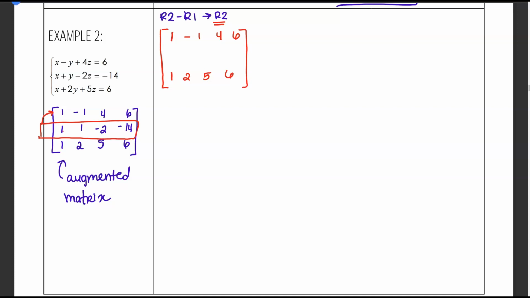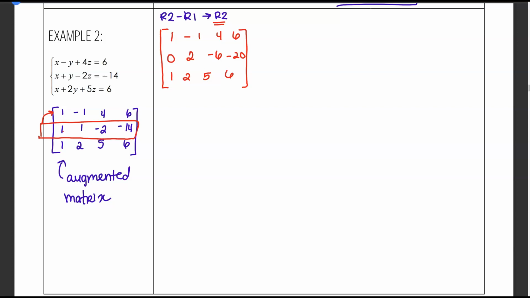So 1 minus 1 gives me 0. 1 minus negative 1 gives me a 2. And then negative 2 minus 4 gives me a negative 6. And negative 14 minus 6 gives me a negative 20. So that's the first step. Remember, we were trying to get that lower triangular matrix there.